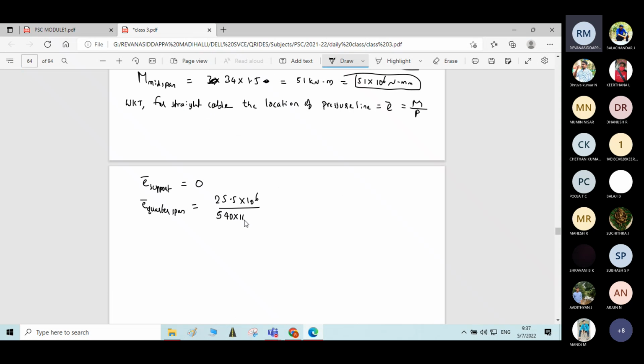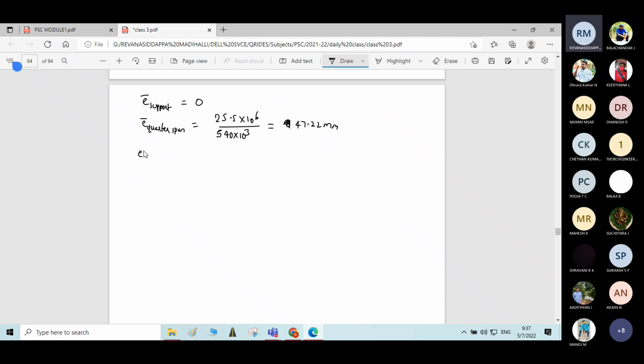540 into 10 power 3. The answer, if you calculate, it is 94 point... Sorry. It is 47.22 millimeter.